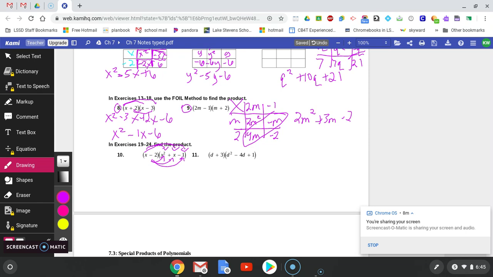So I'll do my x times my x squared, which is x to the 3rd power. Be careful on that one. Then x times x, which is an x squared. And x times a negative 1, which is a negative 1x. Then I do negative 2 times x squared, which is a negative 2x squared. Negative 2 times x, which is a negative 2x. And a negative 2 times a negative 1, which is a positive 2.